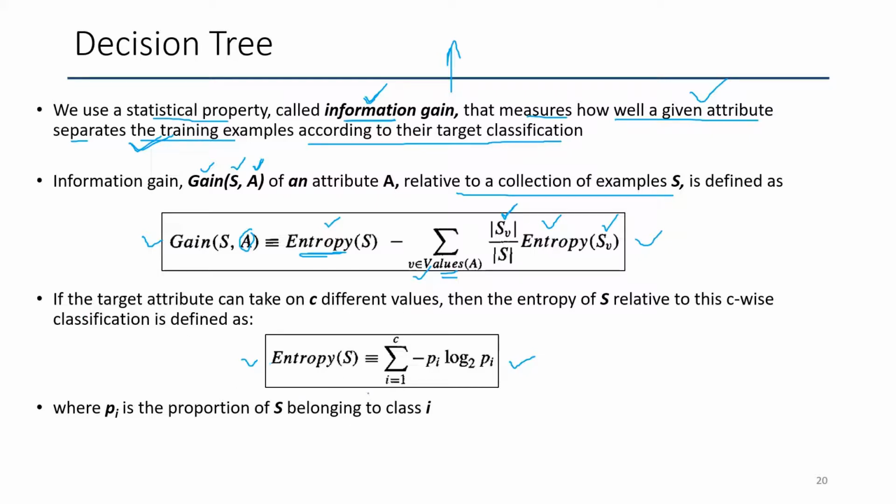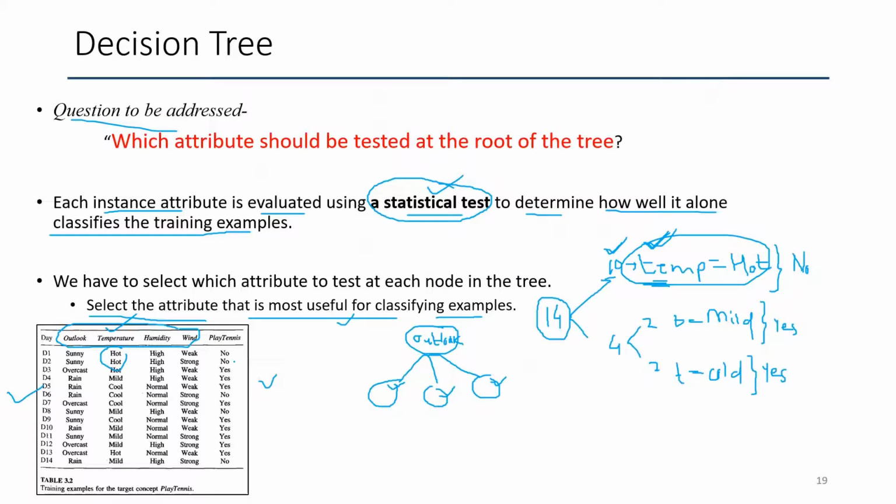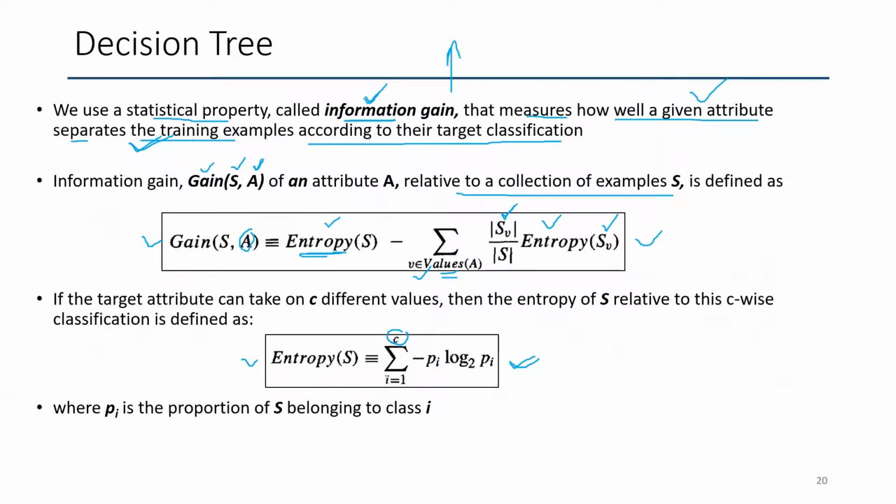Then entropy is given by this. Here C is the number of classes. How many classes are there? In the previous example we have two classes, yes and no. So this is a summation from i equals 1 to C. Then p_i represents the proportion of S belonging to class i. Consider we have class yes. How many of the population belong to that class? We have to calculate that proportion. Then log base 2 of that proportion will give us the entropy value.